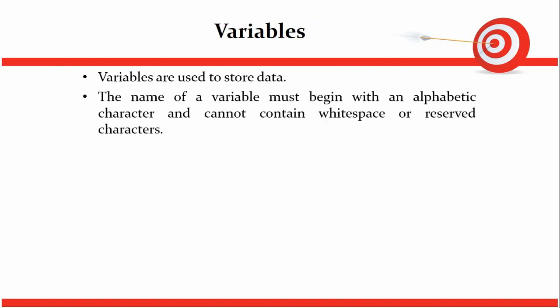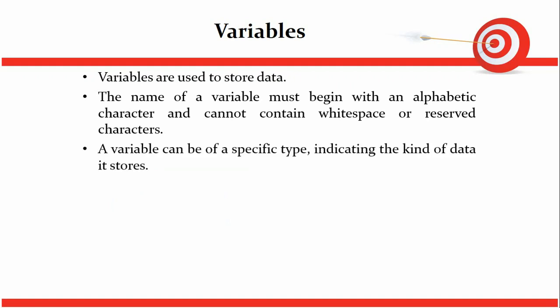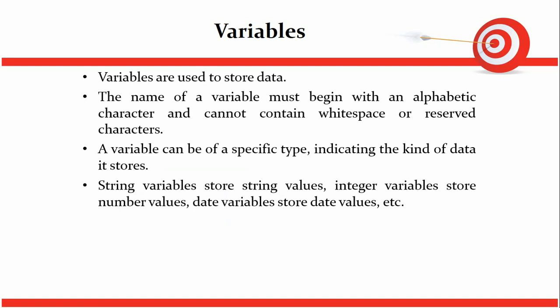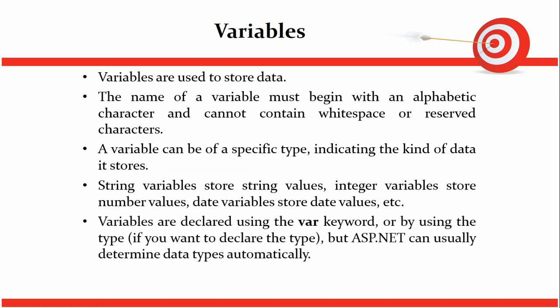Okay, so what about variables? Variables follow the same rules, guys. No difference from any other programming language. It's the same idea. A variable can be a specific type and store integers, strings, dates, whatever you want. You will use the word var here to avoid confusion, or you can also specify the type. But ASP.NET can usually determine data types automatically.